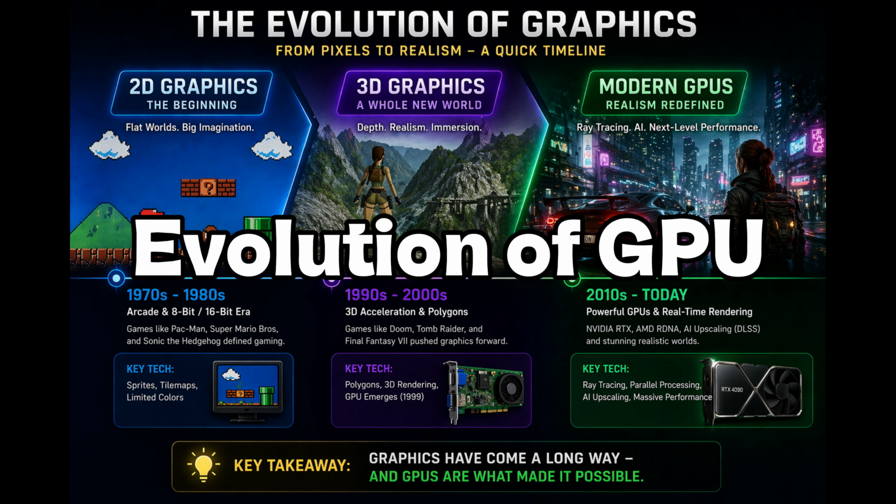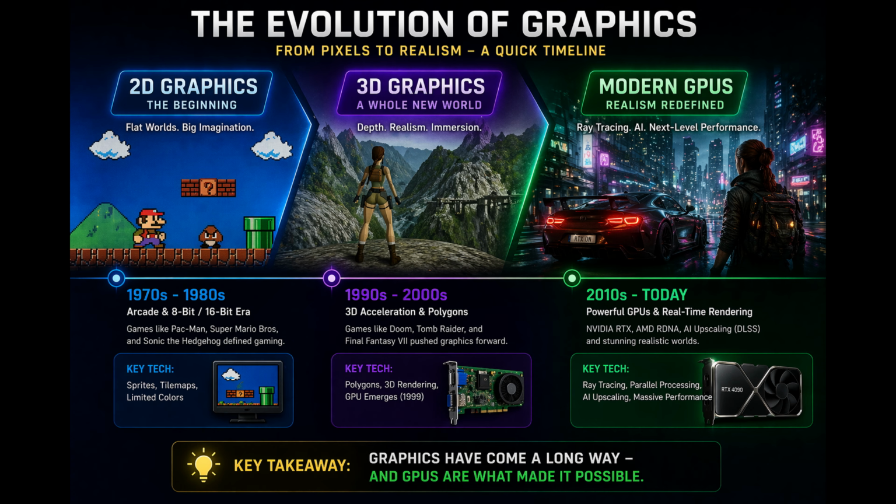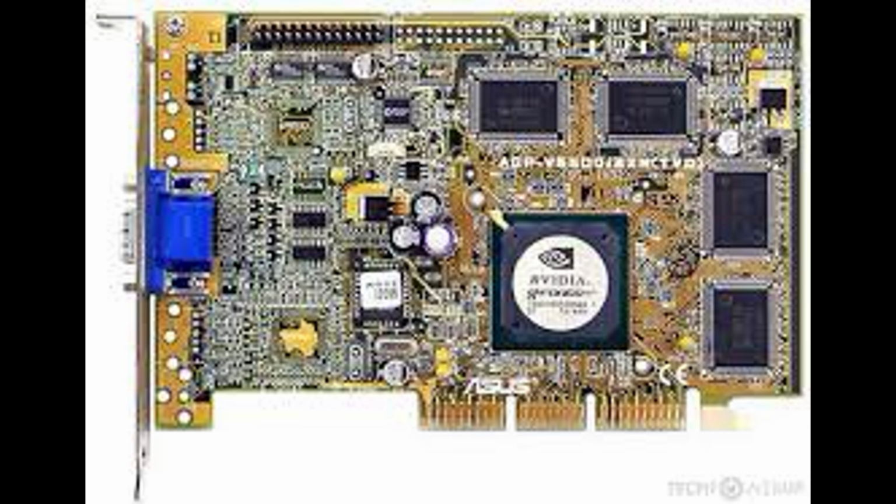Evolution of GPU. In early computers, graphics weren't even handled by GPUs. The CPU did everything, which made graphics extremely limited. Then came dedicated graphics hardware. Early systems were simple frame buffers just storing images. In the 1990s came the introduction of 2D accelerators. Then in 1999, NVIDIA released the GeForce 256, the first true GPU.